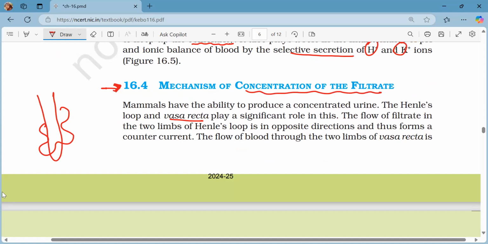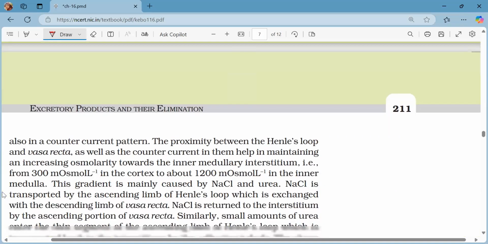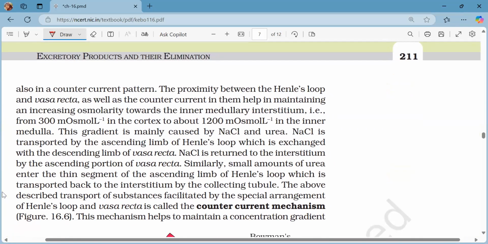So here, to produce a concentrated urine, first of all, what is the requirement? Henle's loop. Second, the vasa recta. Now the flow of filtrate in the two limbs of Henle's loop is in opposite direction. For example, it is moving like this here. So in the vasa recta, it will move like this. So it's in the opposite direction. And since it is in the opposite direction, it forms a counter current, that is, opposite to each other. So the flow of blood through the two limbs of vasa recta is also in a counter current pattern.